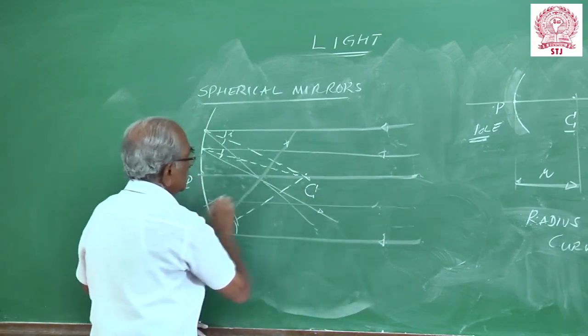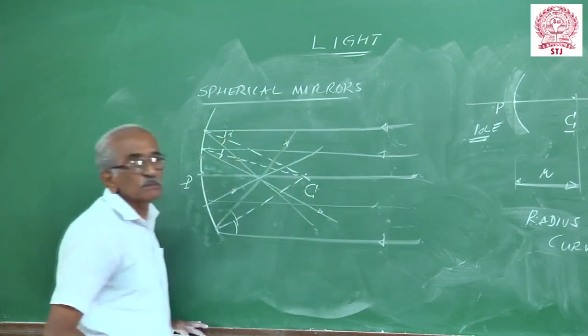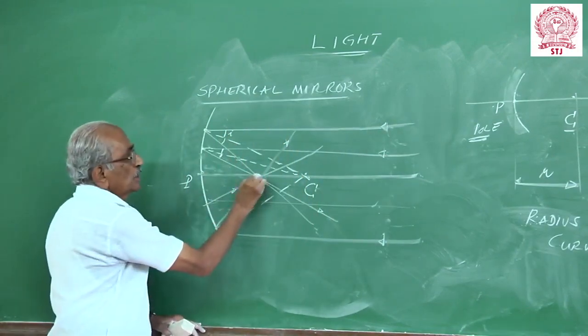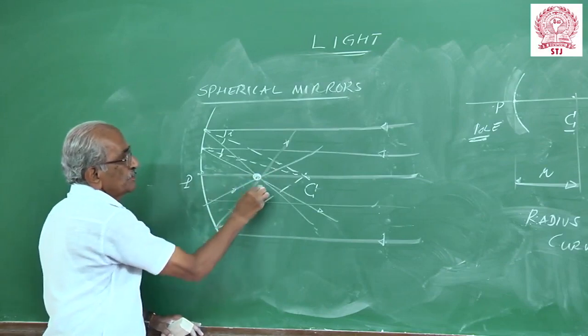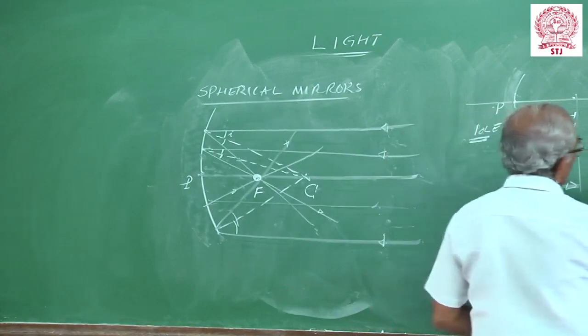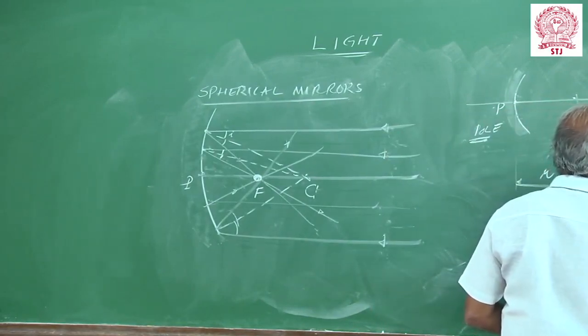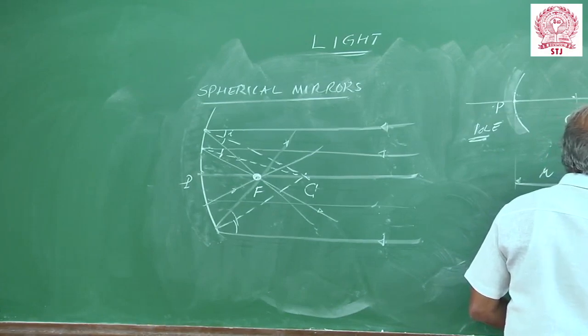Draw any number of parallel rays, rays parallel to the axis. They all meet at this point, which is on the axis. That is called the principal focus.